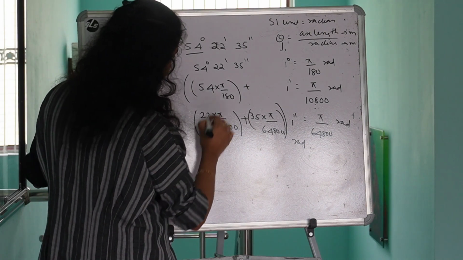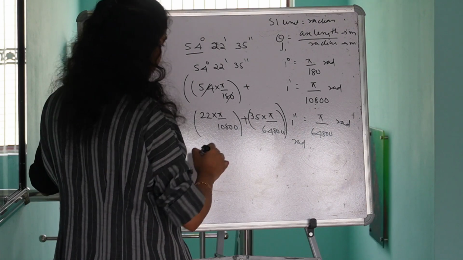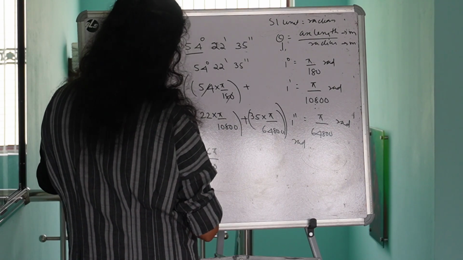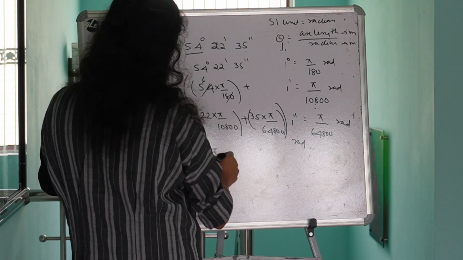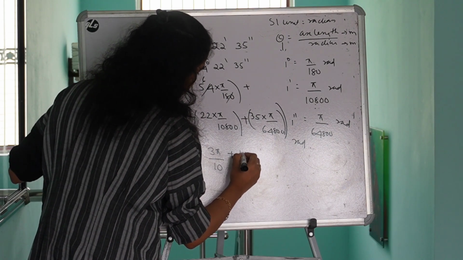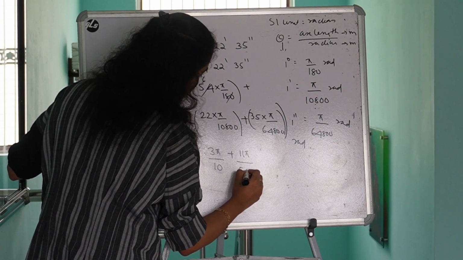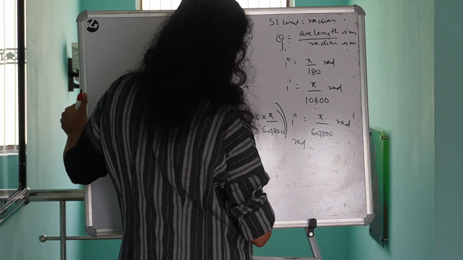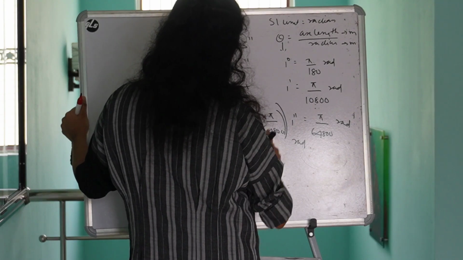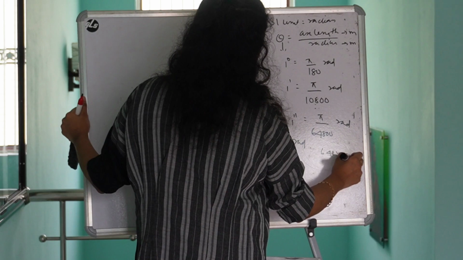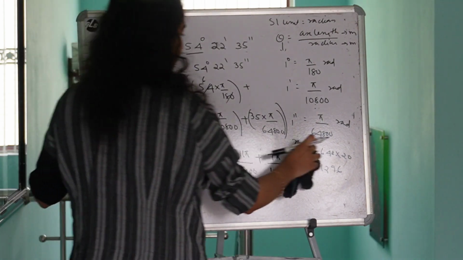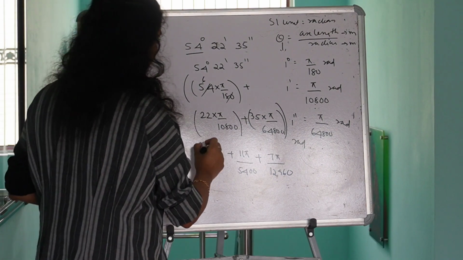So when we solve this, we will get 6 pi divided by 20, so we get 3 pi divided by 10, plus 11 pi divided by 5400, plus, for 35 seconds, 7 pi divided by 648 into 20, that is 7 pi divided by 12960 radian.